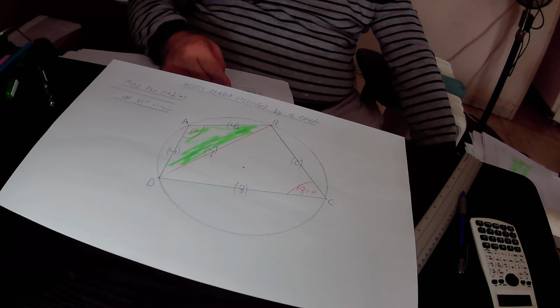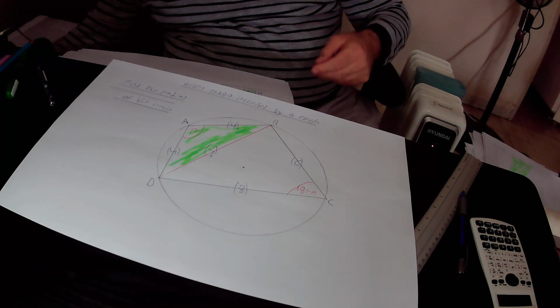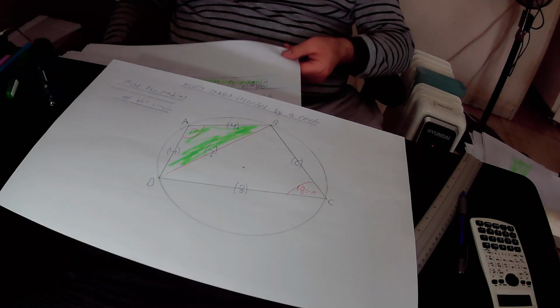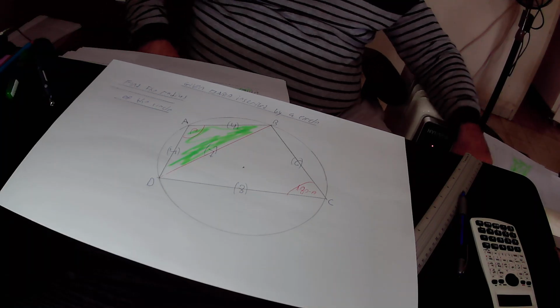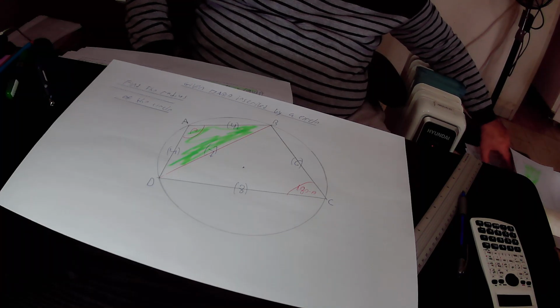So let us quickly repeat the law of cosines. The law of cosines is for any triangle.